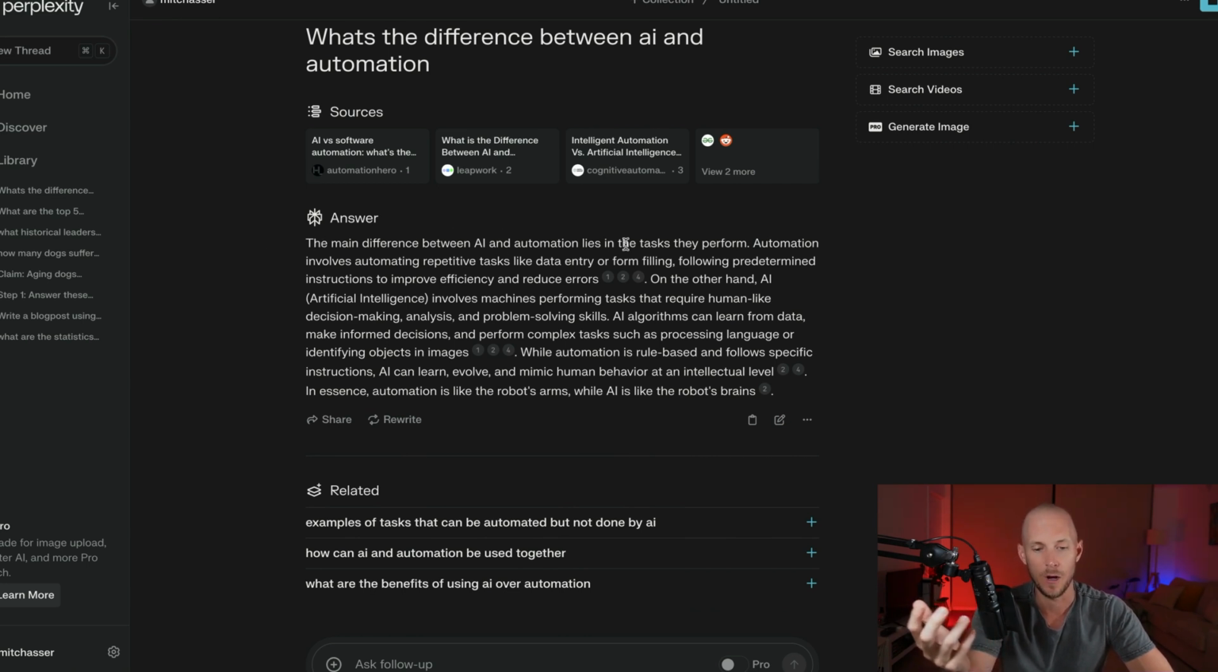And let's see if Perplexity says anything different. So the main difference between AI and automation lies in the tasks they perform. Automation involves automating repetitive tasks like data entry or form filling, following predetermined instructions to improve efficiency and reduce errors. On the other hand, AI involves machines performing tasks that require human-like decision-making, analysis, and problem-solving. AI algorithms can learn from data, make informed decisions, and perform complex tasks, such as processing language or identifying objects in images. While automation is rule-based and follows specific instructions, AI can learn, evolve, and mimic human behavior at an intellectual level. In essence, automation is like the robot's arm, while AI is like the robot's brain.